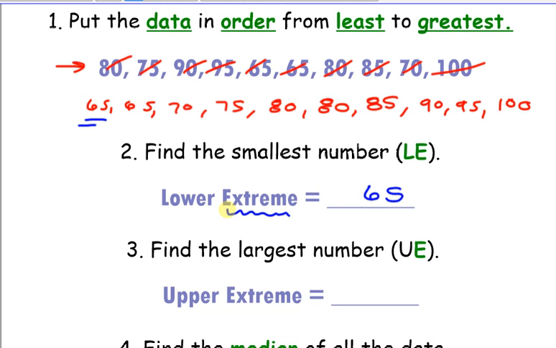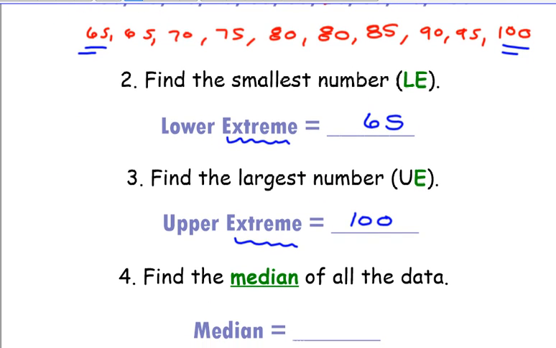And so extreme is either going to be the absolute smallest number, or in this case, in number 3, find the upper extreme. That's going to be the absolute largest number. Okay? So, we put them in order. We found the lower extreme, the smallest number, and the upper extreme, the biggest number. Not too bad so far.